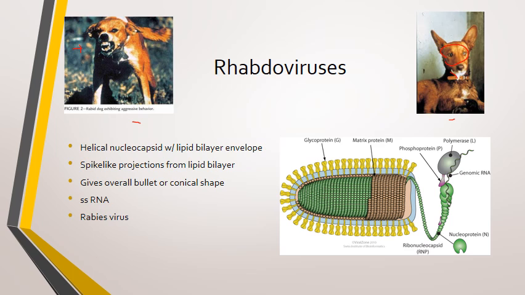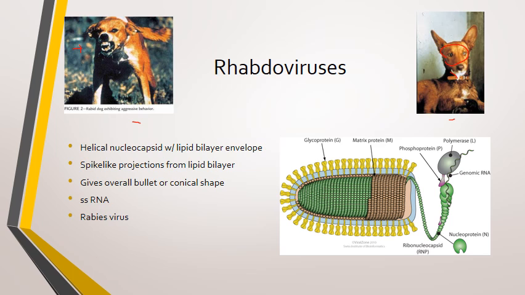And the closer that bite is to your brain, the faster that disease is going to move. A bite on the foot takes longer than a bite on the hand. That's the reality. The virion itself is a helical nucleocapsid with a lipid bilayer envelope. It kind of looks like a cell, okay? But it does have these spike-like projections that emerge from the lipid bilayer against which we can direct an immune response.